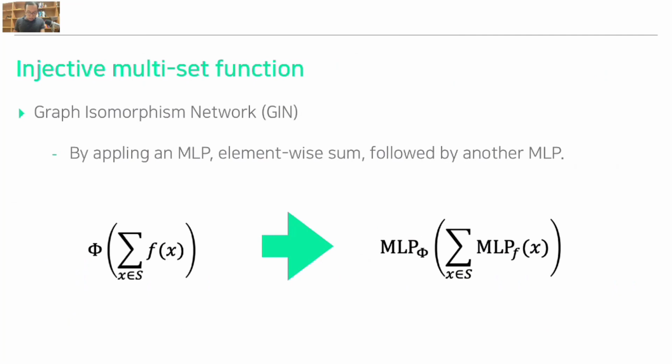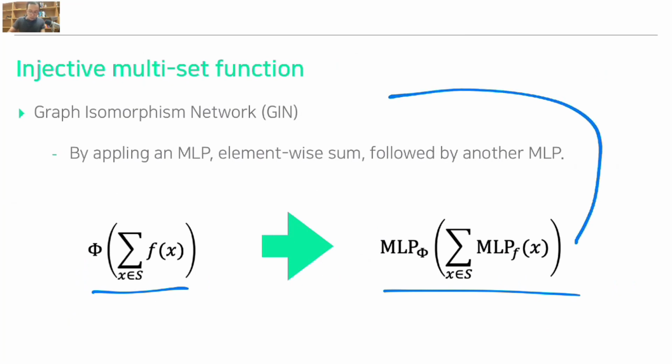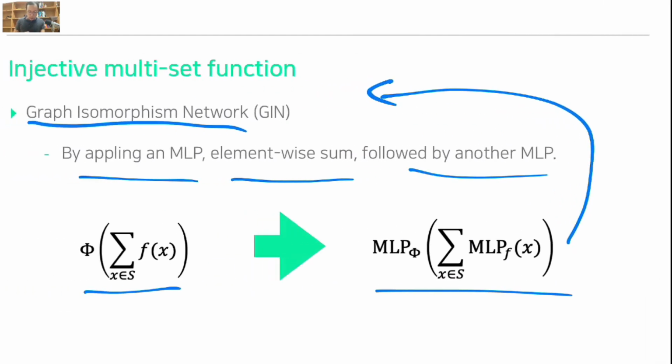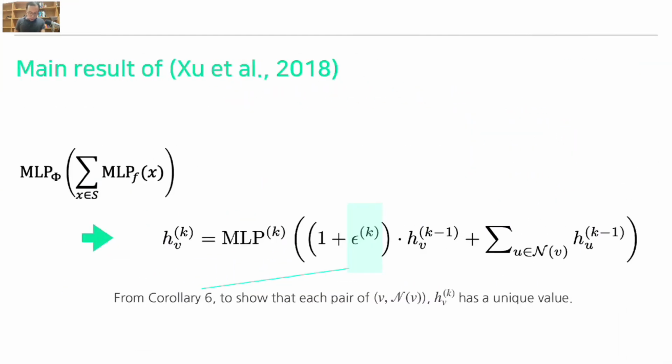And now we can conclude. This is the summary of their proposed graph neural network. They call this the Graph Isomorphism Network: just apply MLP, element-wise sum, and MLP. So that is their contribution.